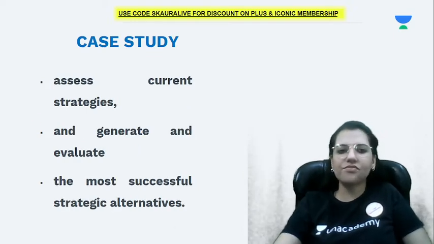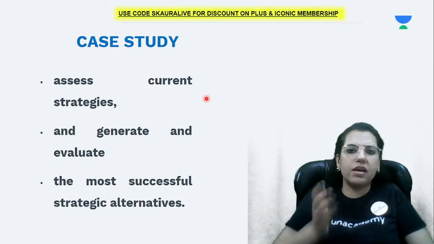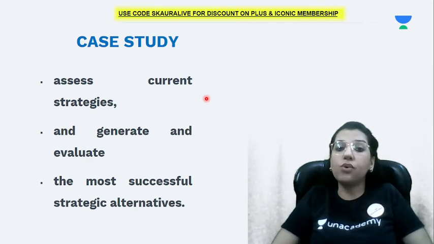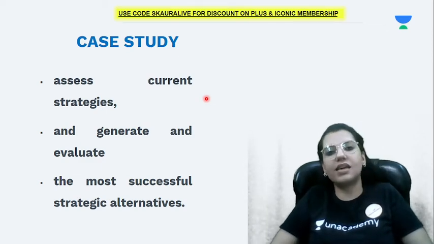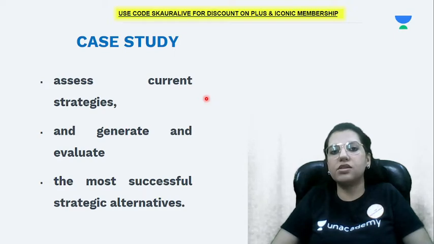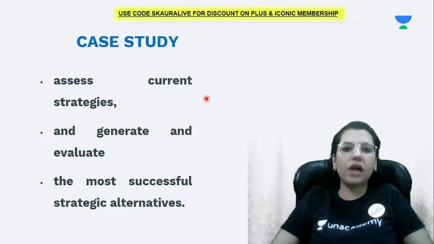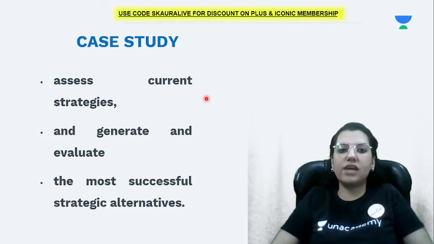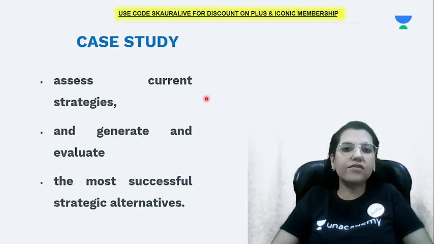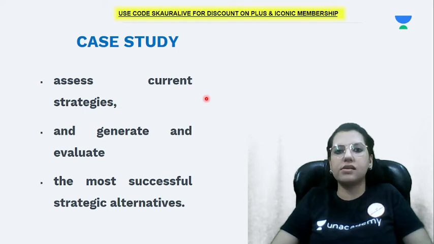Next, what do you do in strategic management? You assess the current strategies. Let's say the HR manager has come up with a strategy, or the management has come up with a strategy. You have to assess those current strategies. You have to generate and evaluate. Let's say people have come up with 4 or 5 strategic alternatives.